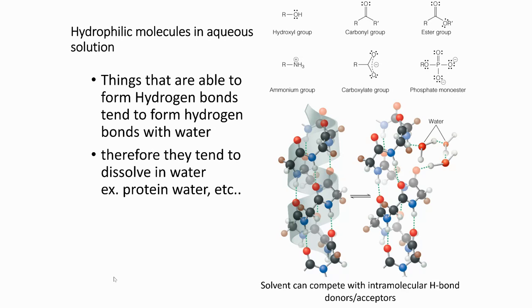So hydrophilic molecules, things that attract water, will be ions, so you can form ion-dipoles. Other things will be alcohols, things that have a hydroxyl group, as well as carbonyl groups, esters, phosphates, carboxylate groups, and ammonium groups. These will attract water through intermolecular forces, and we'll see a lot of examples of these as we go.